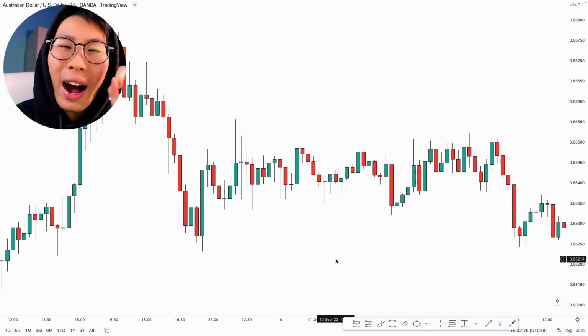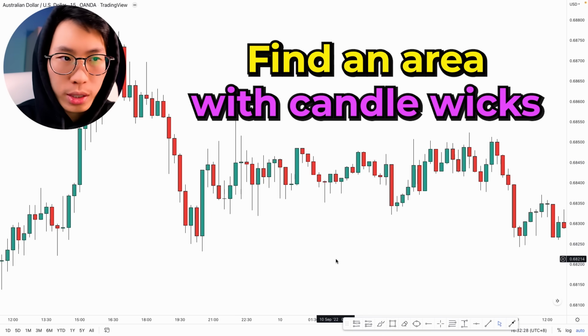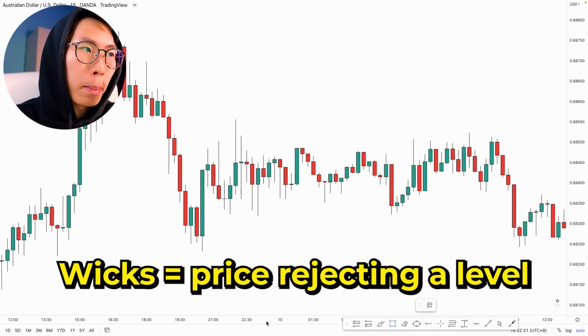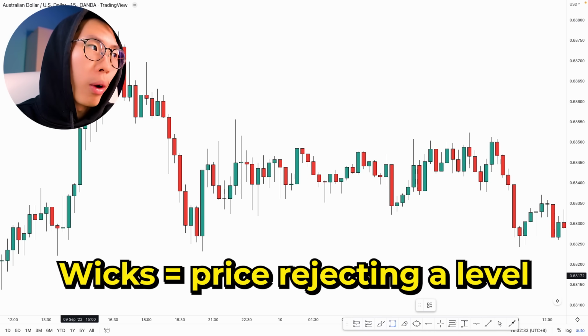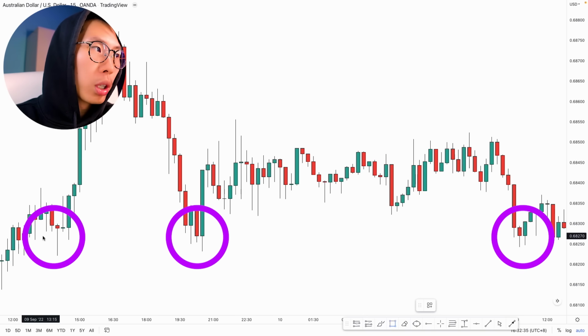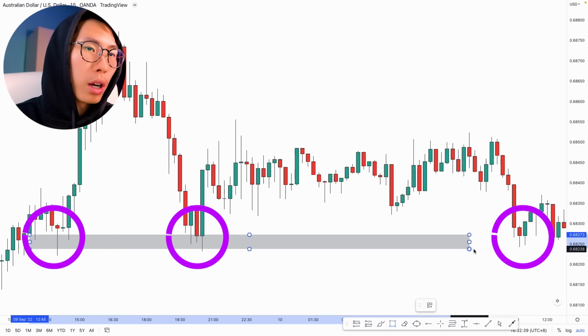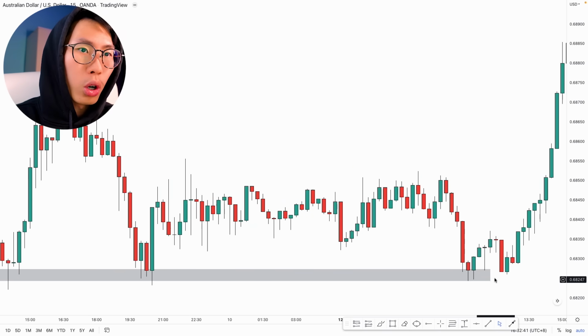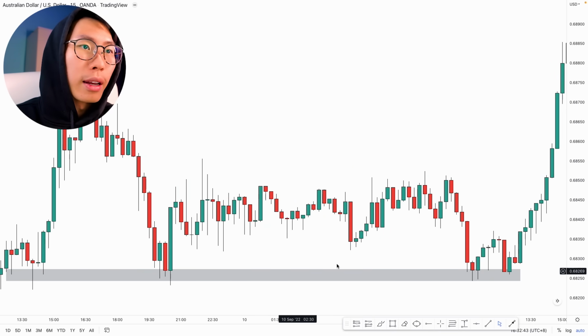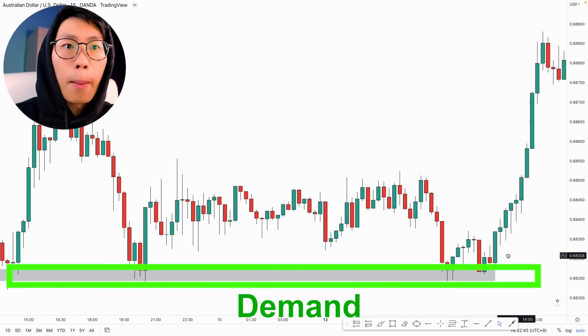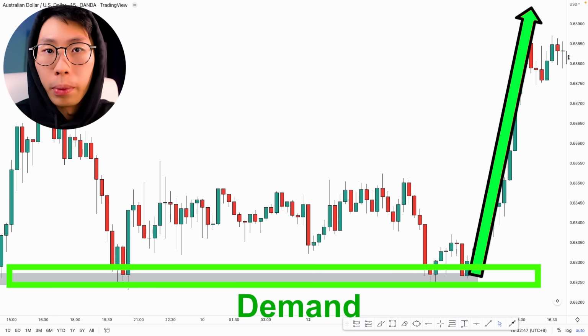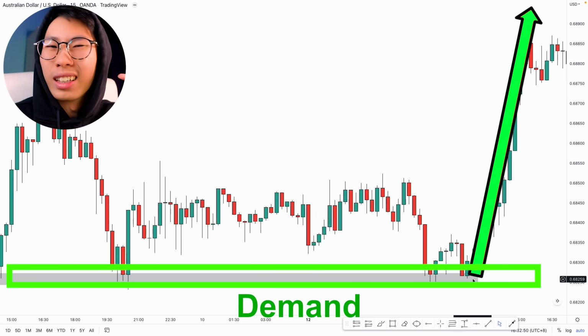The third way is to identify an area with wicks. So wicks basically show us that price is rejecting that area, right? So you can see right here, there are multiple long wick candles at this area. So what you can do is draw a box around this area and just drag it all the way right here. So you can see the next time price came back down to this area, price literally shot all the way up there. So this was a very good demand zone.